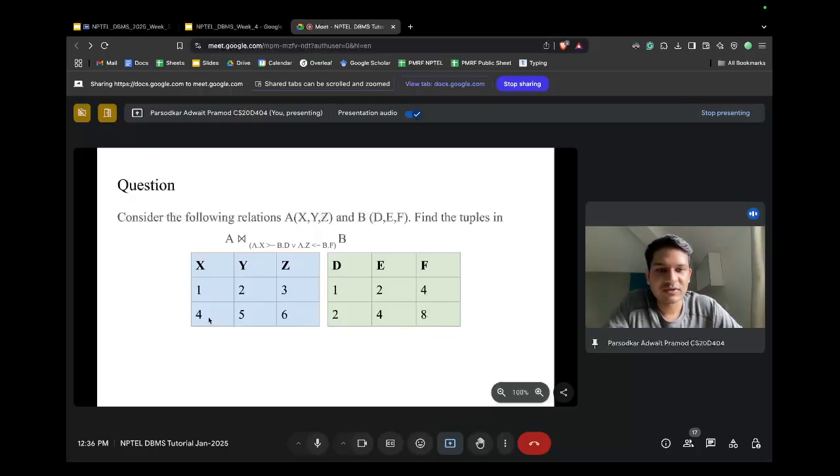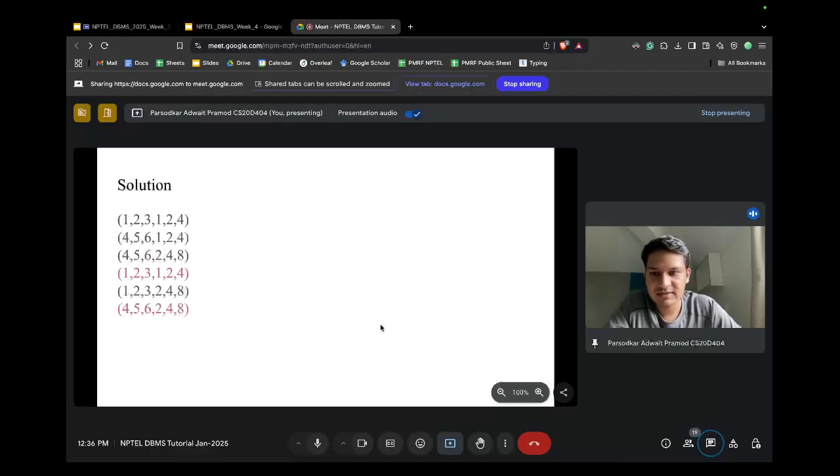Next, let us look at the second row of the blue table, which is 4, 5, 6, and join it with the two rows of the green table. Because A.x is greater than or equal to B.d for both rows, because 4 is greater than or equal to 1 and 4 is greater than or equal to 2, you could join both the rows with 4, 5, 6, and therefore you get 4, 5, 6, 1, 2, 4 and 4, 5, 6, 2, 4, 8. So here is the answer. You get 1, 2, 3, 1, 2, 4, 1, 2, 3, 2, 4, 8, 4, 5, 6, 1, 2, 4, 4, 5, 6, 2, 4, 8.